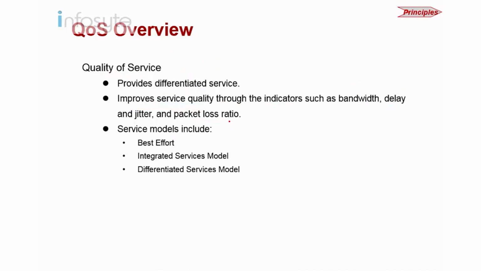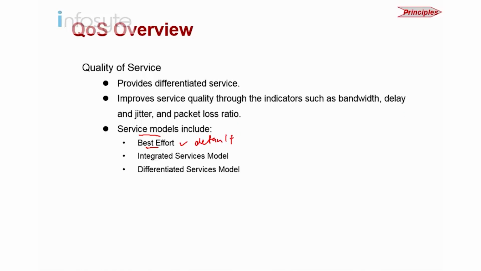Now before we look into the QoS, we look into different types of service model. The first one is best effort. Best effort is the default model in our network. Best effort basically means that there is no QoS. Whichever comes first, you let it go first. There is no concept of priority, so this is what we call best effort. That is the default.